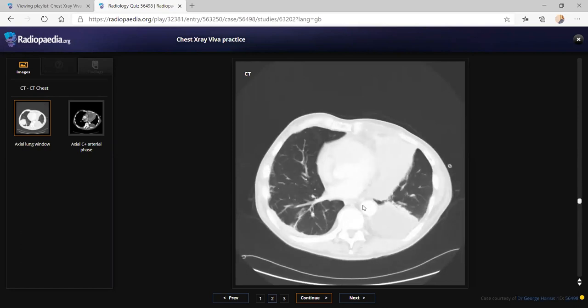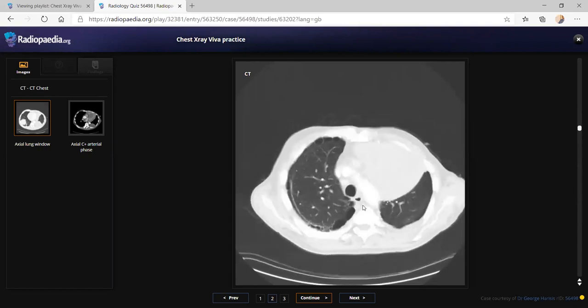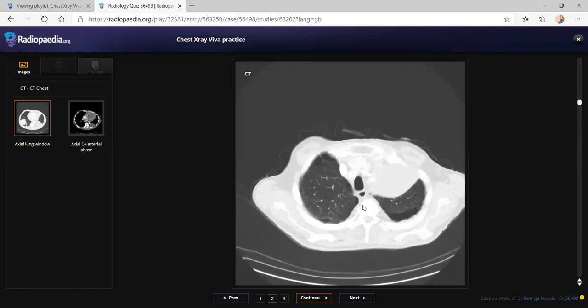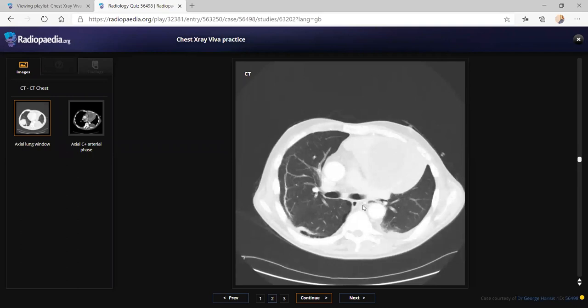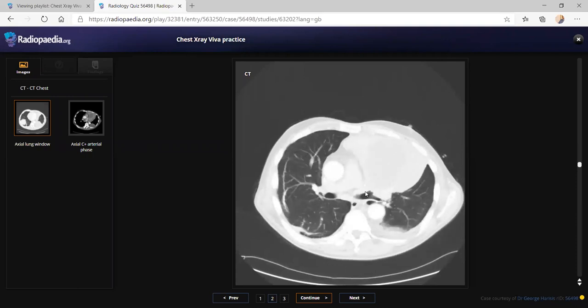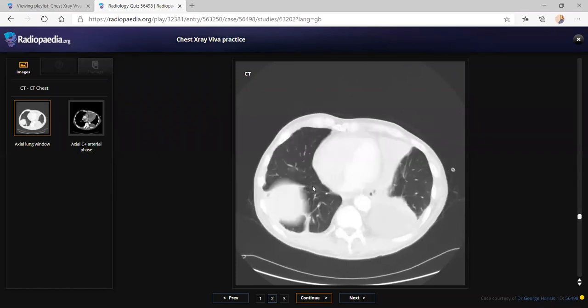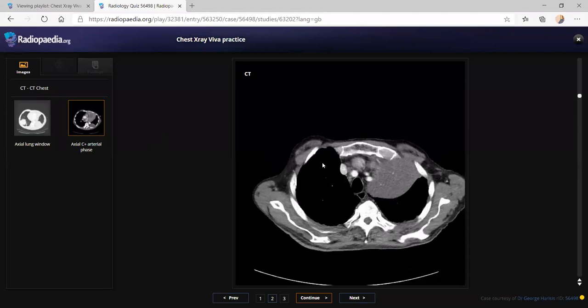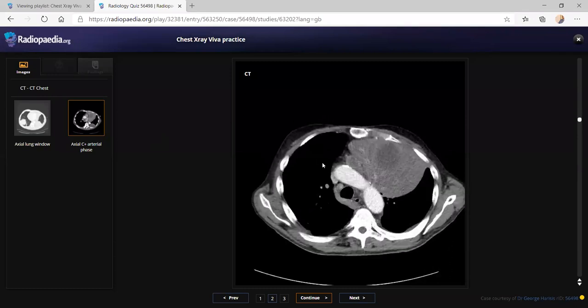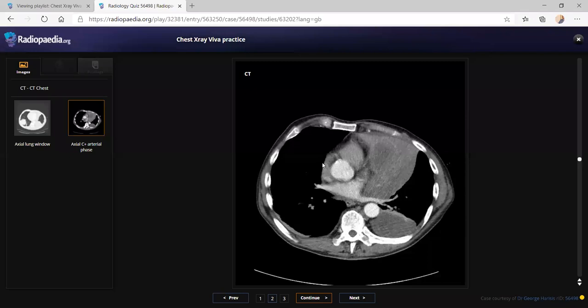Okay, sure. There is a left upper lobe collapse. And together with that, I'm seeing the convex border. So I would like to have a look at the mediastinal window. And also there is another. Okay. The mediastinal window shows a large fluid level, air fluid level in a cavity within the collapsed lung.